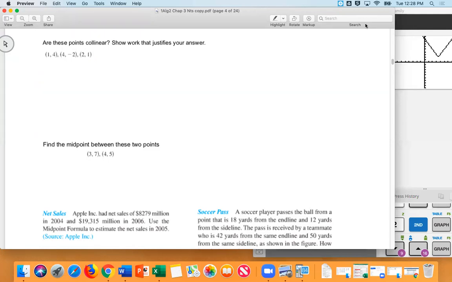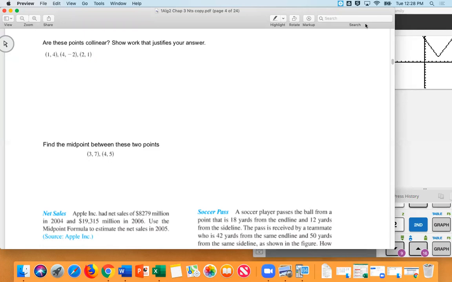Okay, now your brain might be like, just tell me the formula and I'm going to apply it every time. Okay, and that's perfectly fine. Right, but I look at it as like it's all the same thing. So here, are these points collinear? Collinear means together in a line.